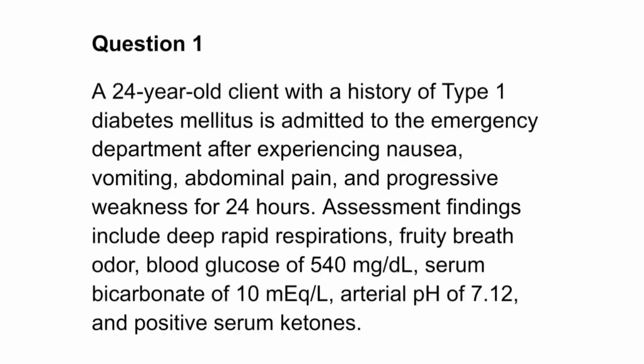Question 1. A 24-year-old client with a history of type 1 diabetes mellitus is admitted to the emergency department after experiencing nausea, vomiting, abdominal pain, and progressive weakness for 24 hours. Assessment findings include deep, rapid respirations, fruity breath odor, blood glucose of 540 mg per deciliter, serum bicarbonate of 10 milliequivalent/L, arterial pH of 7.12, and positive serum ketones.